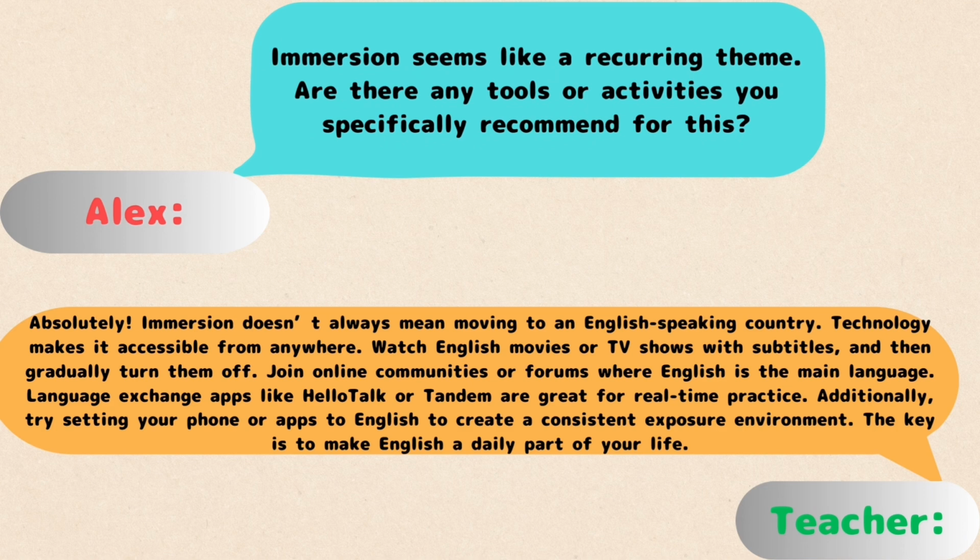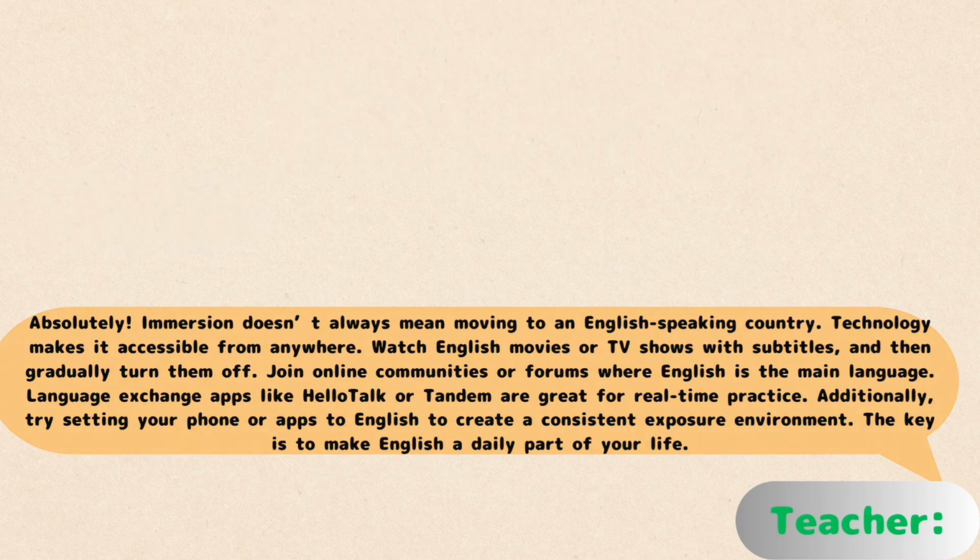Watch English movies or TV shows with subtitles and then gradually turn them off. Join online communities or forums where English is the main language. Language exchange apps like HelloTalk or Tandem are great for real-time practice. Additionally, try setting your phone or apps to English to create a consistent exposure environment. The key is to make English a daily part of your life.